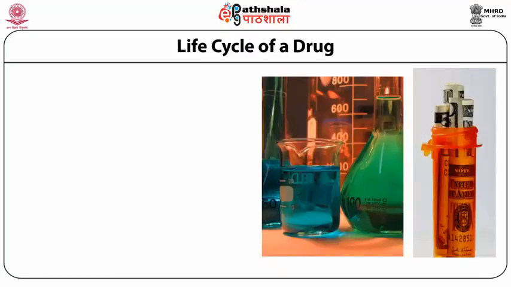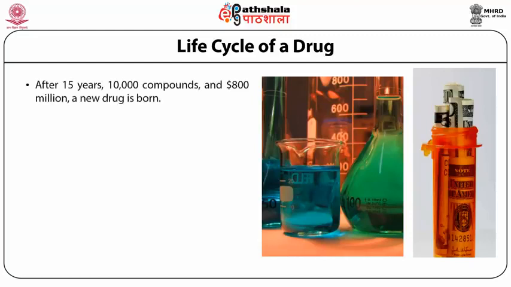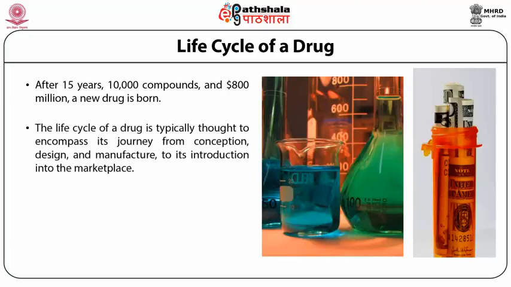Every drug has a life cycle which lasts for some 20 to 30 years, of which the initial 15 years is the development, where it takes 15 years, 10,000 compounds, and more than 800 million US dollars to give birth to a new drug. The life cycle of a drug generally goes through a journey of conceptualization, designing, manufacturing, and finally seeking its place in the marketplace.